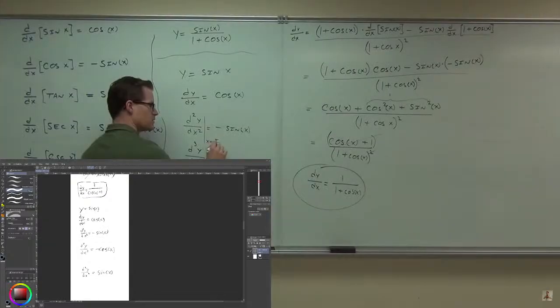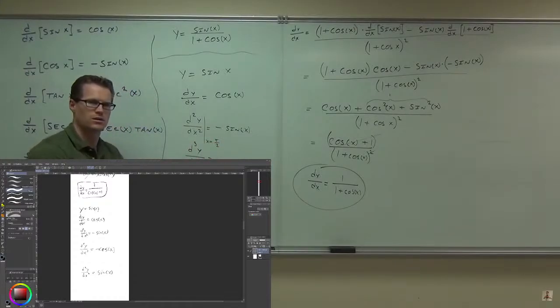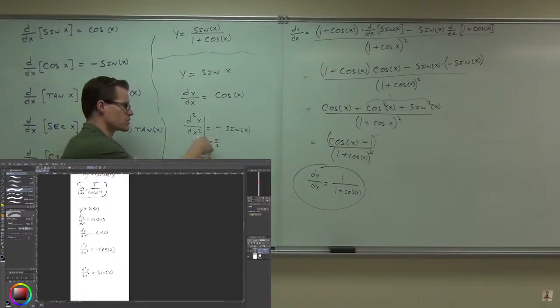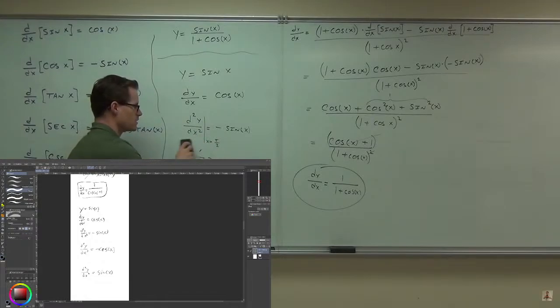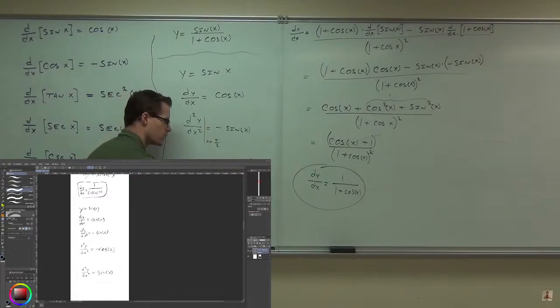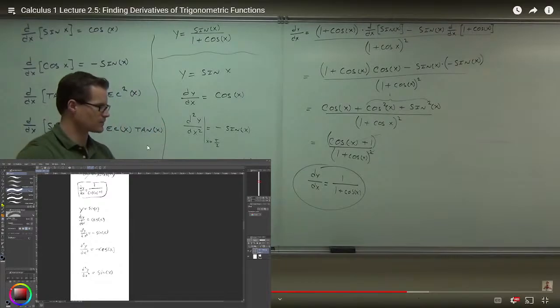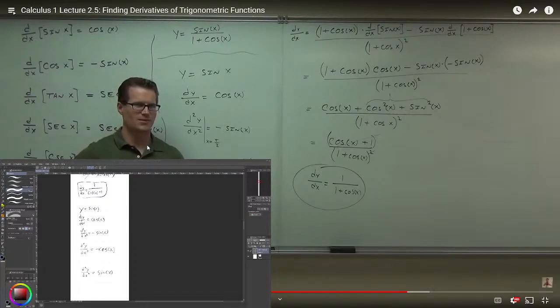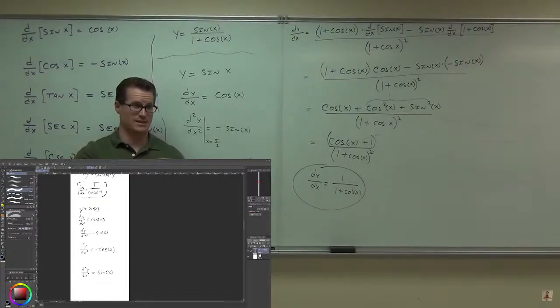By the way, could you have done this if I asked you to evaluate this at x equals pi over 2? Just plug that in. You're going to get negative 1 in this case. You with me on that? So we can evaluate also, just don't forget what that means. This is 1, so we have negative 1. Still okay so far?